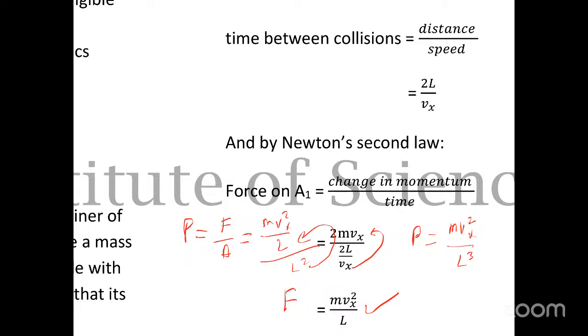L cube is the volume. So m Vx squared on volume. So you'll see where the PV comes from. I'm bringing up P. So you'll get PV is equal to m Vx squared. Right, good.